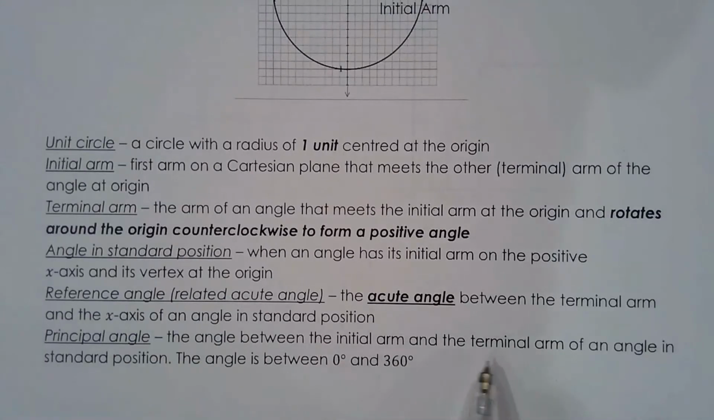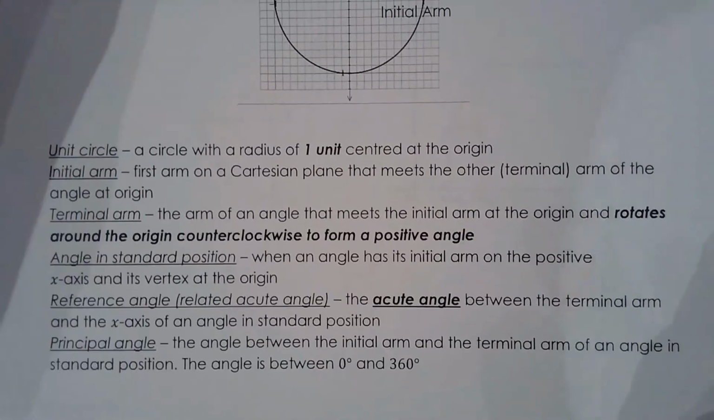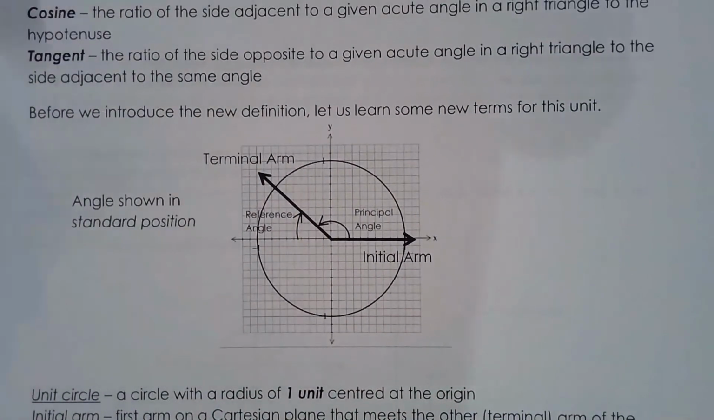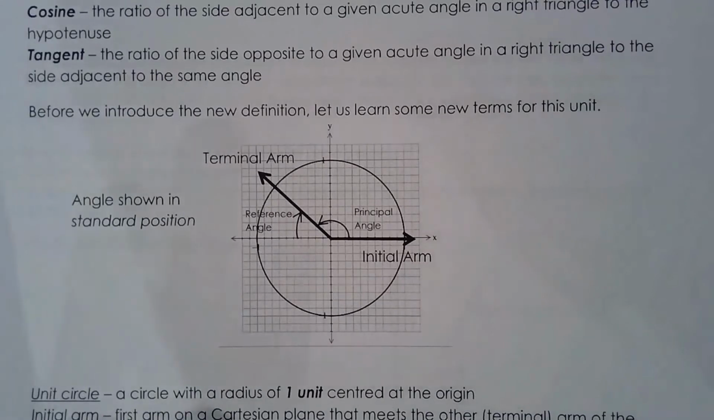All right, so those are the definitions. I would highly recommend you just read them over and study the diagram because we are going to be using the unit circle quite often. So now, hopefully you've mastered the unit circle. I think we are ready to learn the new definition of sine, cosine, and tan.